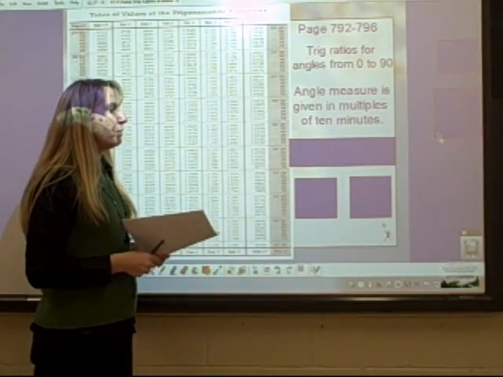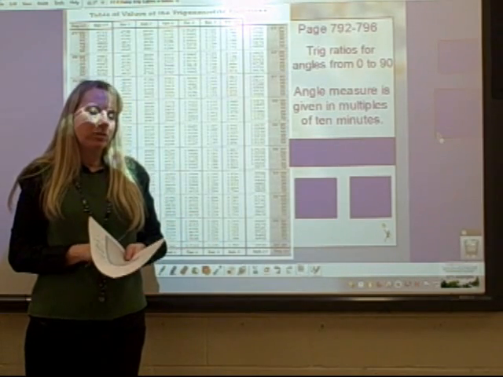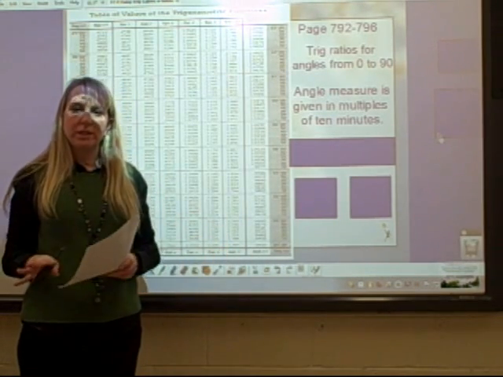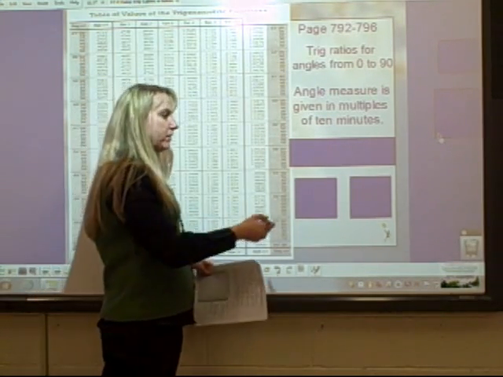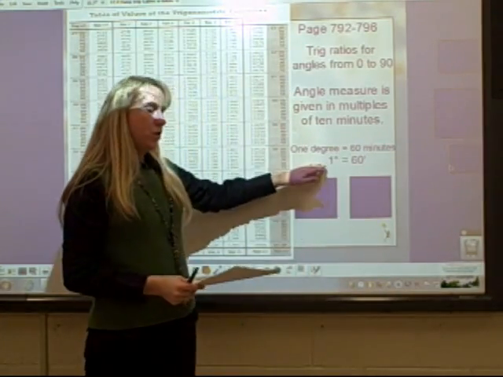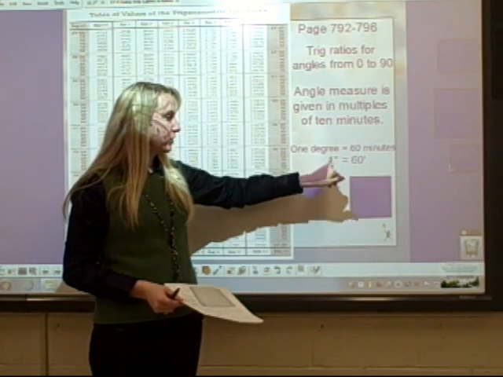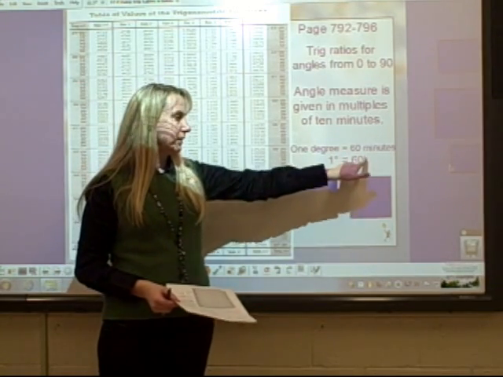An angle measure is given in multiples of 10 minutes. So this is a little new for us, using degrees and minutes and getting even more specific than we have before. Know this, 1 degree equals 60 minutes. So 1 degree equals 60 minutes.